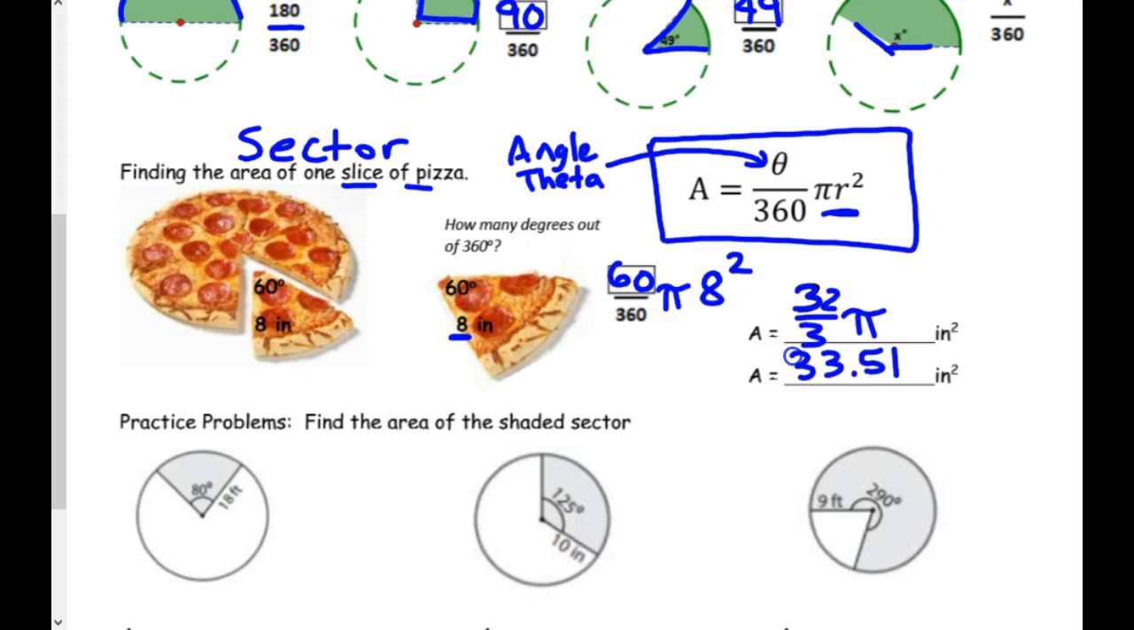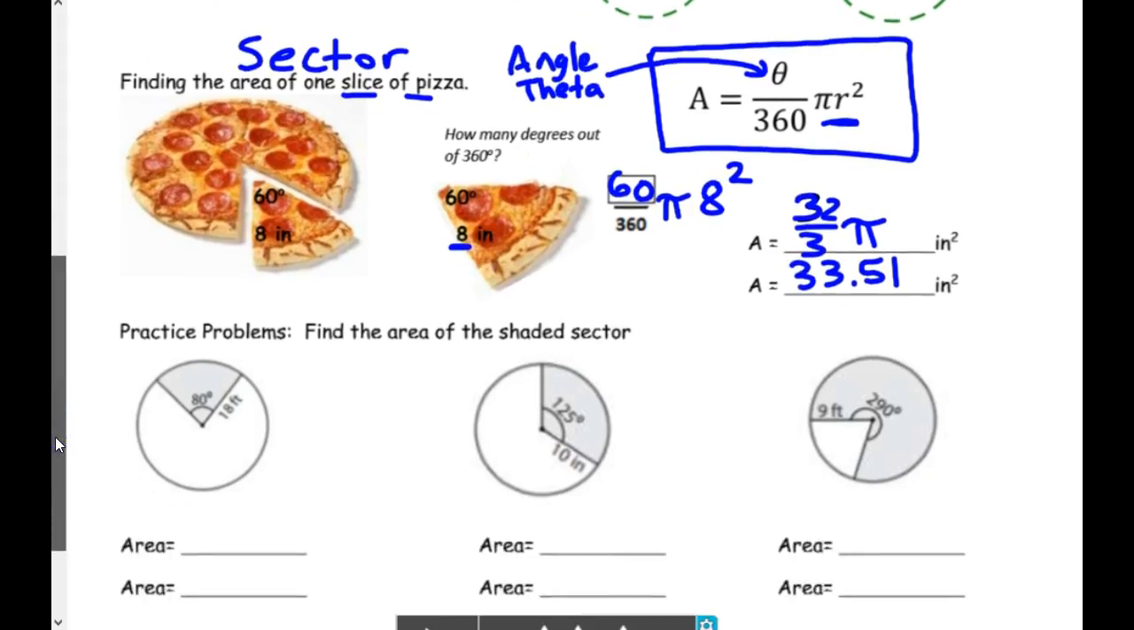Okay, so at the bottom here, let's do these sectors of these slices of circle pizza, right? Now, the formula, again, here it is. So I'm going to take this formula down here. So I'm going to do theta over 360. What is theta? What's my angle? Right here. 80, right? So I'm going to put 80 over 360. And then I'm going to put pi r squared. My r is 18. So pi 18 squared.